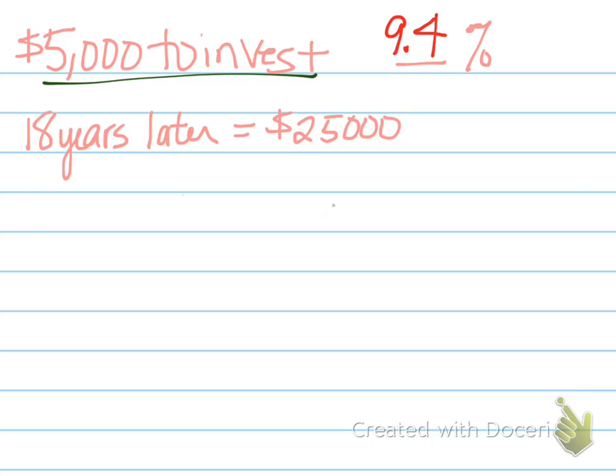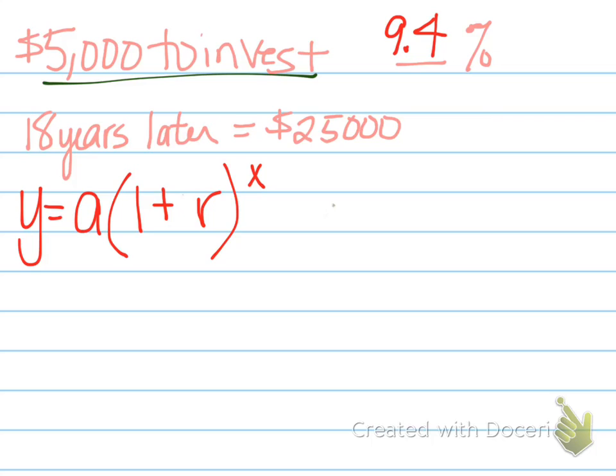So we can use the equation Y equals our starting amount times 1 plus, and it's plus because we're increasing, the interest rate to the X power. So now we know all this information except for the R, because that's what we're looking for. So the initial amount we're investing, which is our A, is our 5,000. 18 years later is going to be our X, and the 25,000 is our Y, because that's our payout.